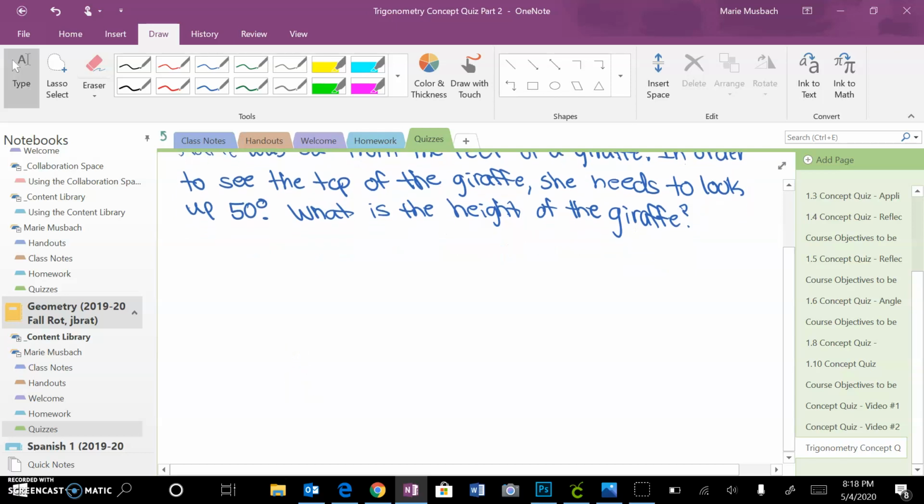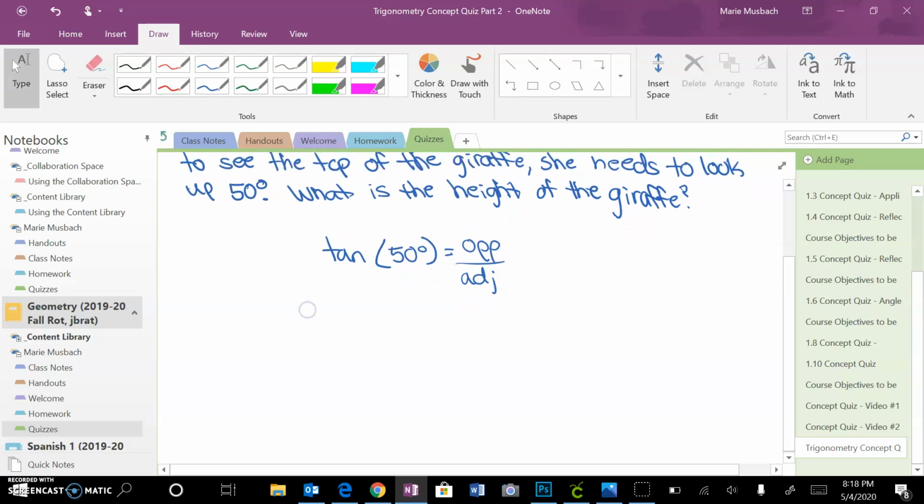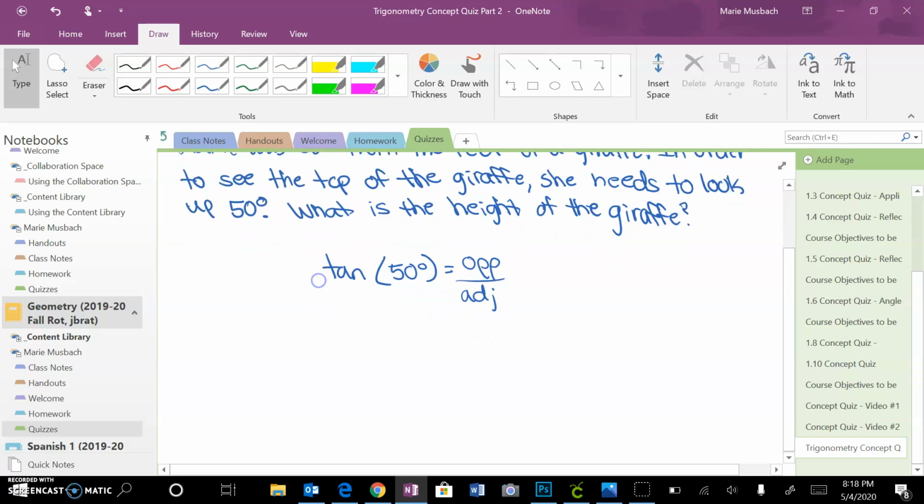So basically what I did is I took tan 50 degrees equals opposite over adjacent. The reason we are doing tangent 50 degrees is because I need to look up 50 degrees in order to see the top of the giraffe, which is opposite over adjacent, because the angle that you are using goes over to the side length, which is the height of the giraffe.